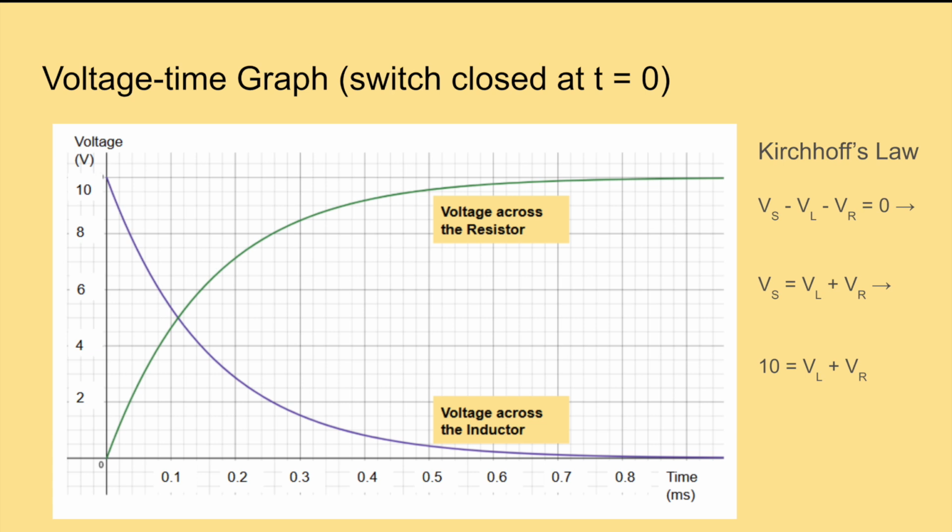It cannot be any bigger than 10 because that's our supply voltage and Kirchhoff's laws apply. As that voltage across the inductor drops, the voltage across the resistor will increase so that the total voltage of the two of them will always be 10 volts. And that's the application of Kirchhoff's law.